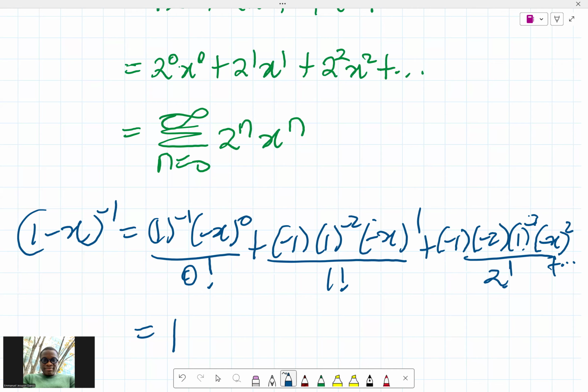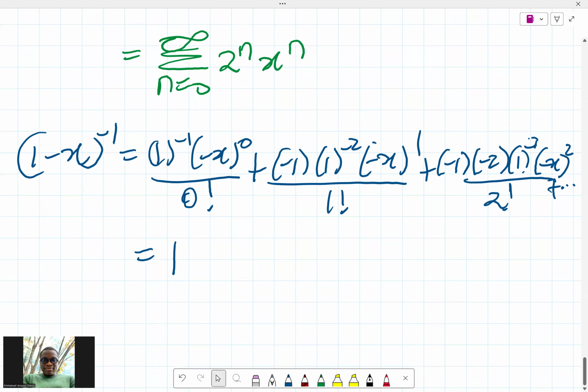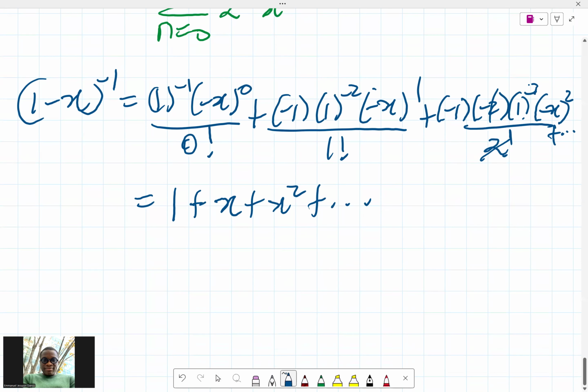So the first one is always 1 for obvious reason. 1 raised by minus 1 is 1. Minus x raised by 0 is 1. 0 factorial is also 1. So here we have plus x, and coming there, 2 factorials cancels, and we have plus x squared and all the rest. So the pattern is clear also, because this is simply x raised power 0 plus x raised power 1 plus x raised power 2, and it goes on like that.